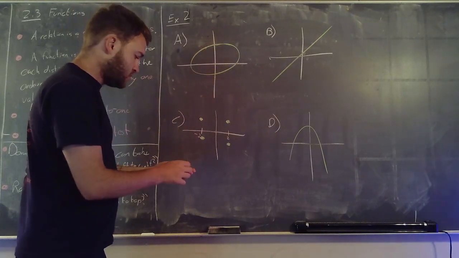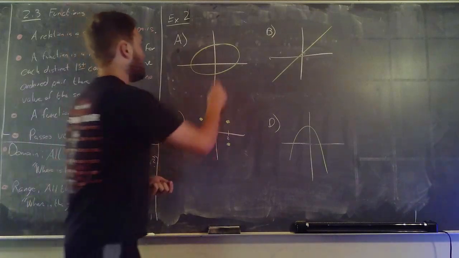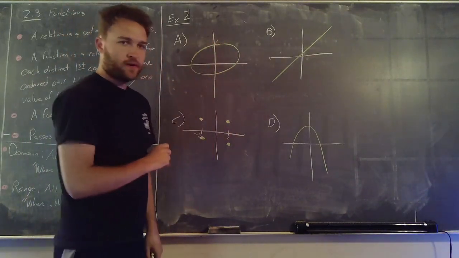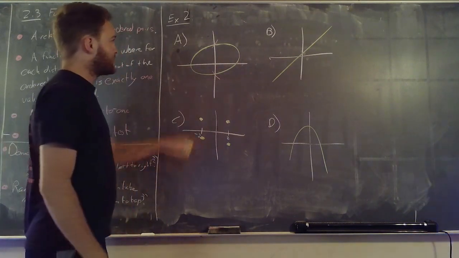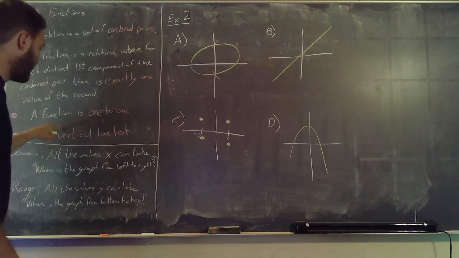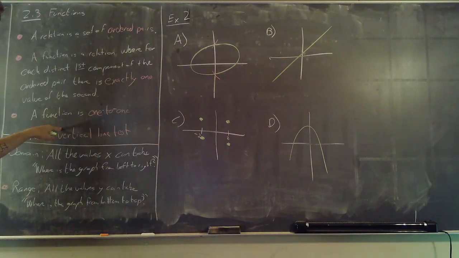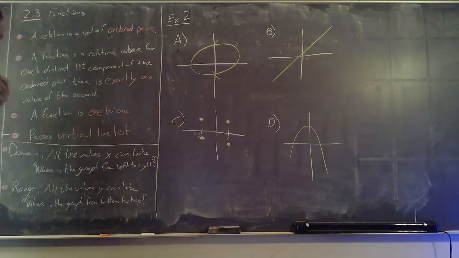I have 2 distinct places that this is being crossed by my green line. I've got this spot right here, and I've got this spot right here. Because I have crossed this vertical line in 2 distinct places, we have not passed the vertical line test, which we have established makes this thing not a function. It is simply a relation. It is a set of ordered pairs.